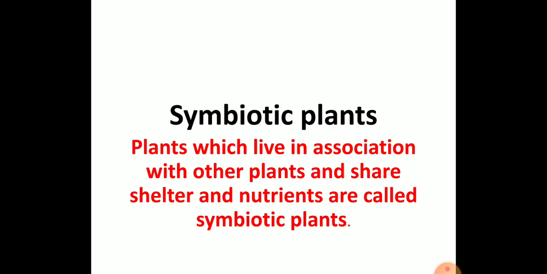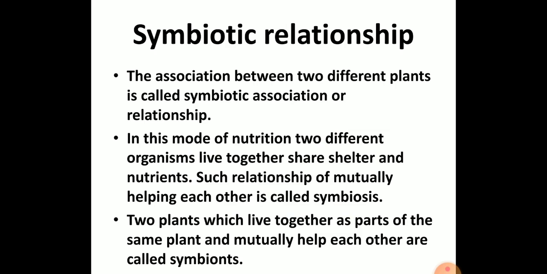Now let us start with symbiotic relationship. Plants which live in association with other plants and share shelter and nutrients are called symbiotic plants. Some organisms live together and share both shelter and their nutrients. This type of relationship is called symbiosis or symbiotic relationship, and the organisms which show this type of relationship are known as symbionts.